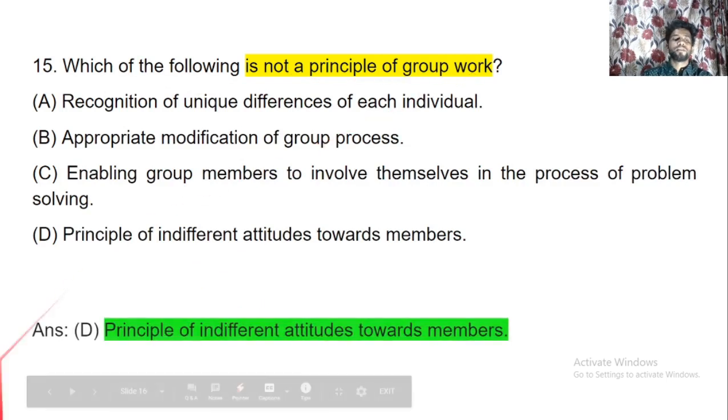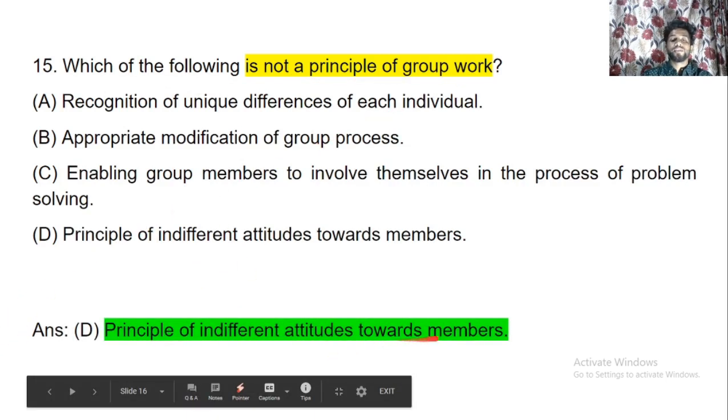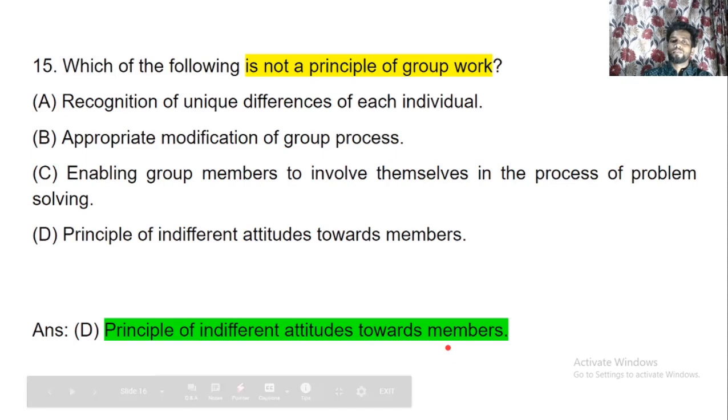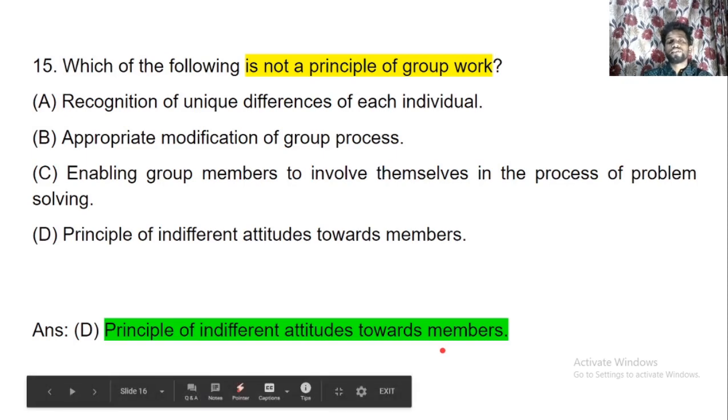Now you have to find out which is a principle: indifferent attitude towards members. No, it can never be a principle of any of our social work principles, because an indifferent attitude towards members is not our professional ethics. We have individualization, every individual is unique, this kind of attribute we have.